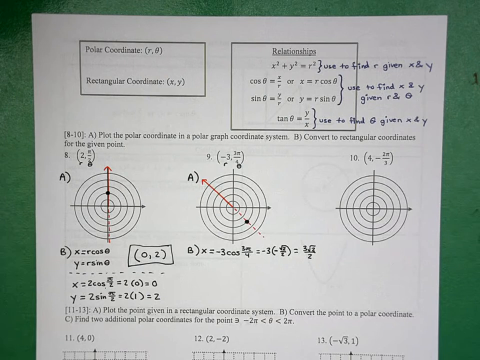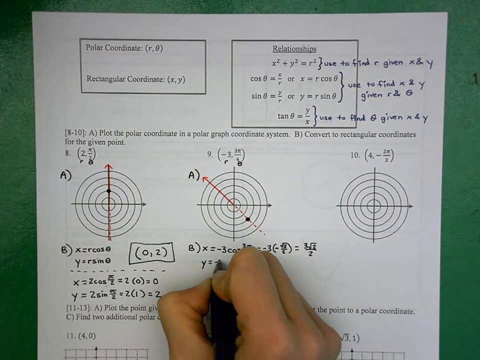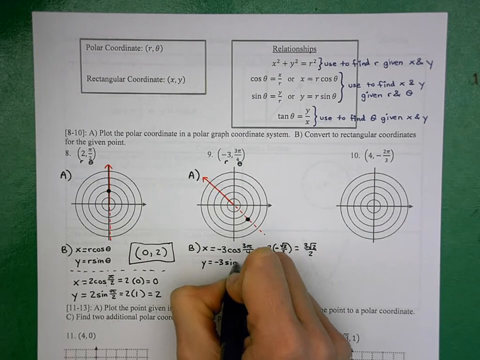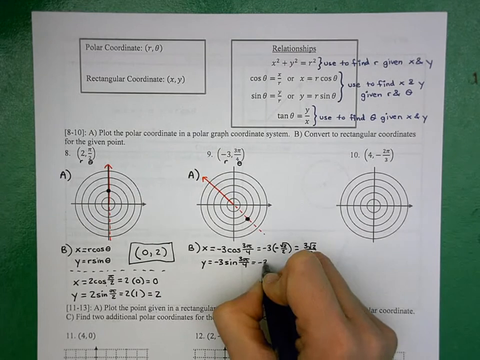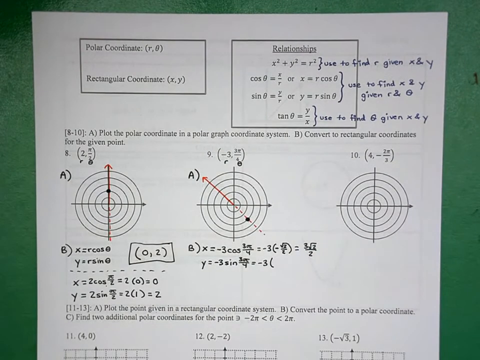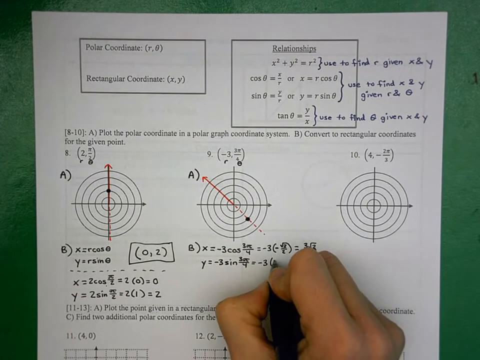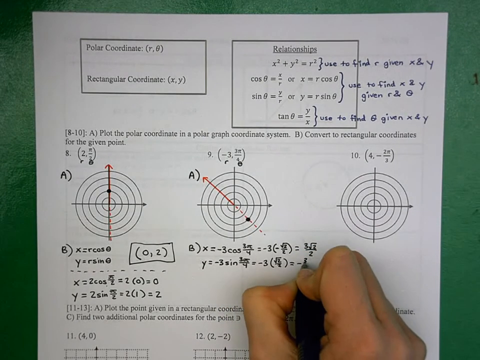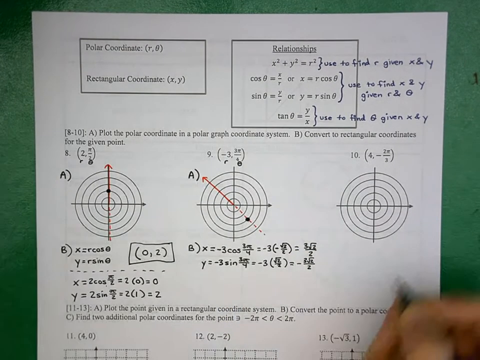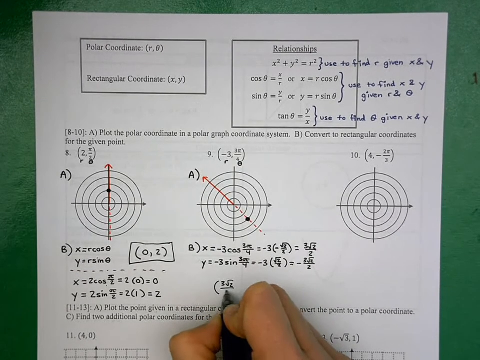Okay. y then is my r, my -3, times sine of theta, 3 pi over 4, which is -3 times. Take a moment. What's the sine of 3 pi over 4? Okay, again, second quadrant, sine is positive, and sine of pi over 4 is √2 over 2. So this would be -3 √2 over 2. So my xy coordinate is 3 √2 over 2, -3 √2 over 2.